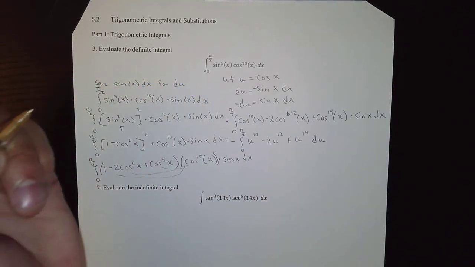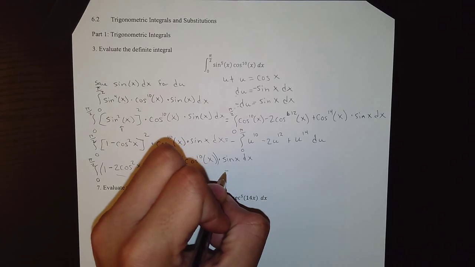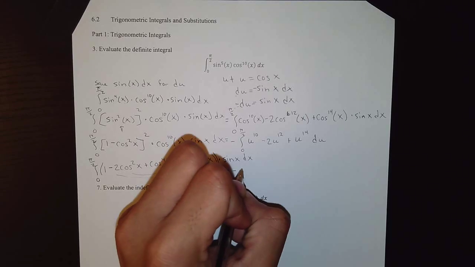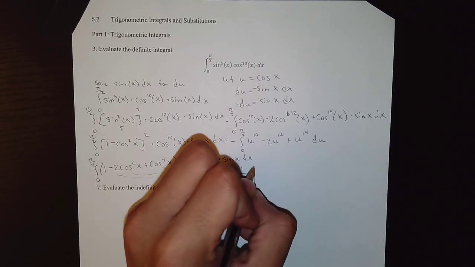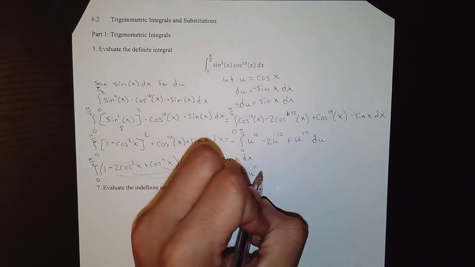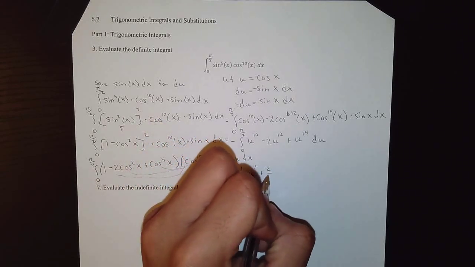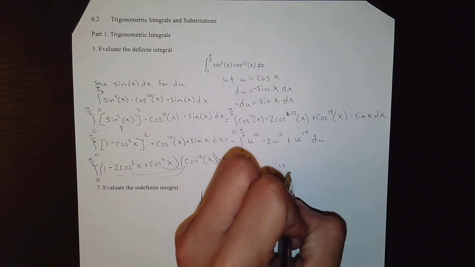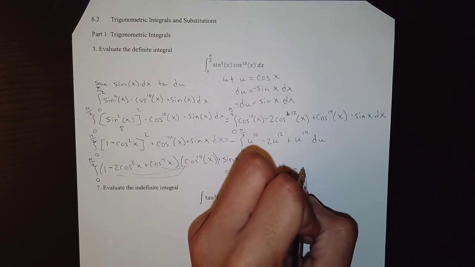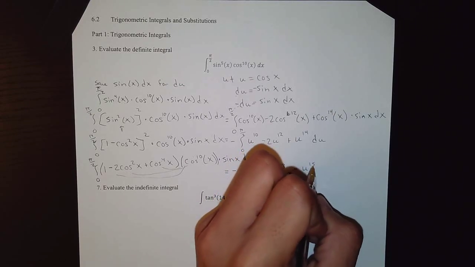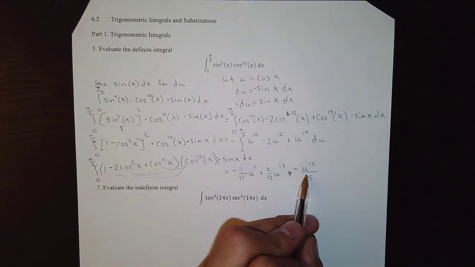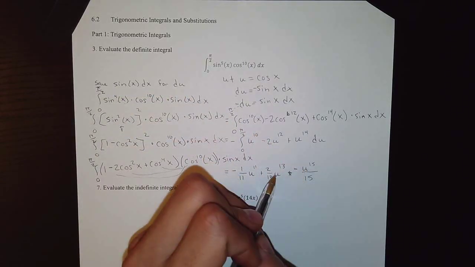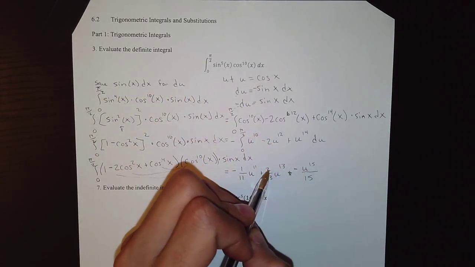And so now we can say that this is like negative 1 over 11 u to the 11th power plus 2 over 13 u to the 13th power minus u to the 15th divided by 15, or this is similar to one of these scenarios as well. I just rewrote it so I could put this u to the power of 13 on top of this fraction as well.